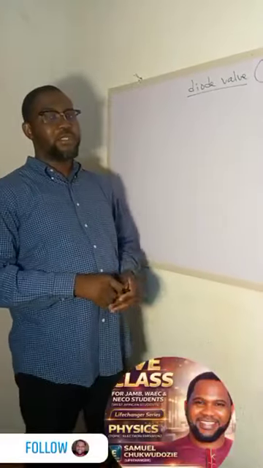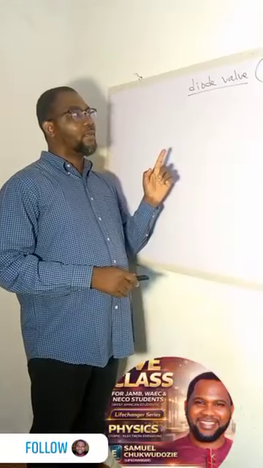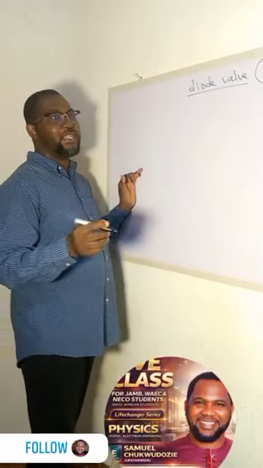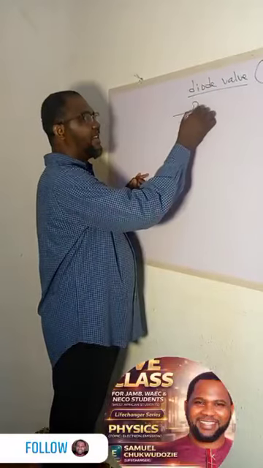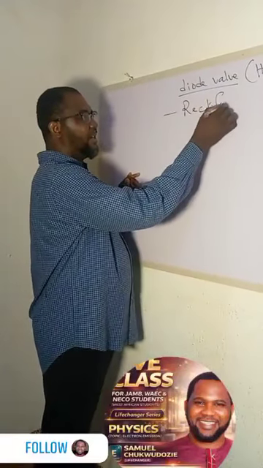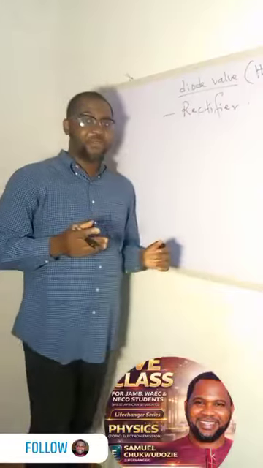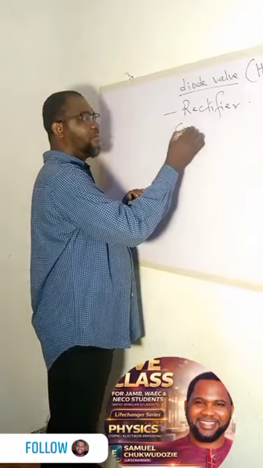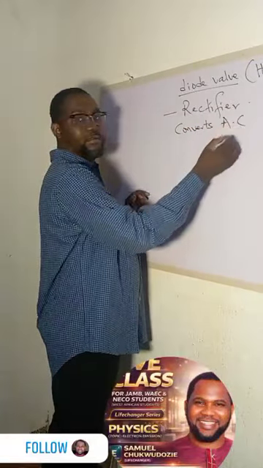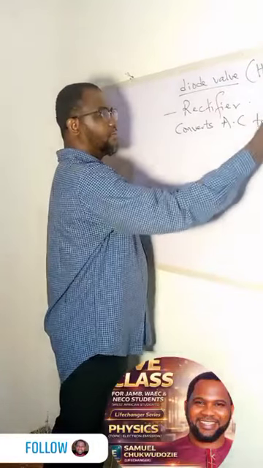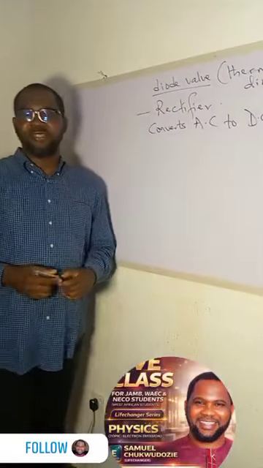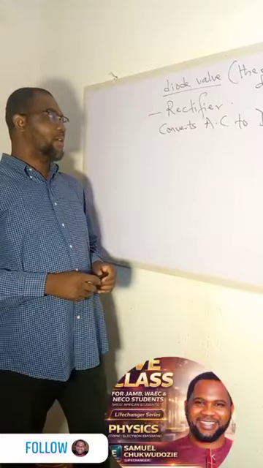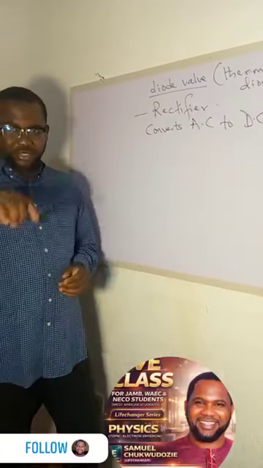So the question is, what is the job of a diode valve? Now, a diode valve is a device that acts as a rectifier, especially a rectifier. That's the job of a diode valve. And what does a rectifier do? The rectifier simply converts AC voltages to DC. That's what the rectifier does. And I'm going to explain why this is so. So the diode valve majorly acts as what?